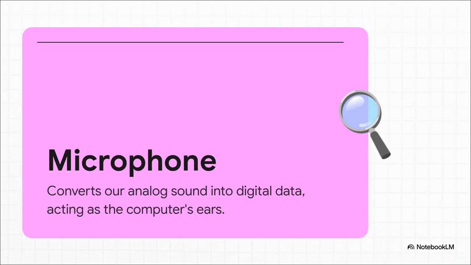Now, what about hearing? For that, the computer needs ears, and that's the microphone. And what a microphone does is kind of magic. It takes the sound waves from your voice, which are smooth and analog, and it chops them up. It takes thousands of tiny digital snapshots every single second, turning that continuous sound into a bunch of ones and zeros that the computer can finally understand.